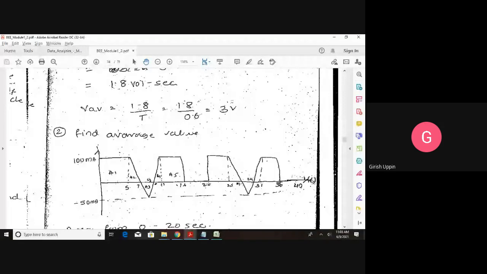If it is a symmetrical waveform, you have to take the average for the half cycle, that is the area under the curve for the half cycle divided by the time period for the half cycle. If it is an unsymmetrical waveform, you have to take the area under the one complete cycle divided by the time period for the one complete cycle. Try to solve.